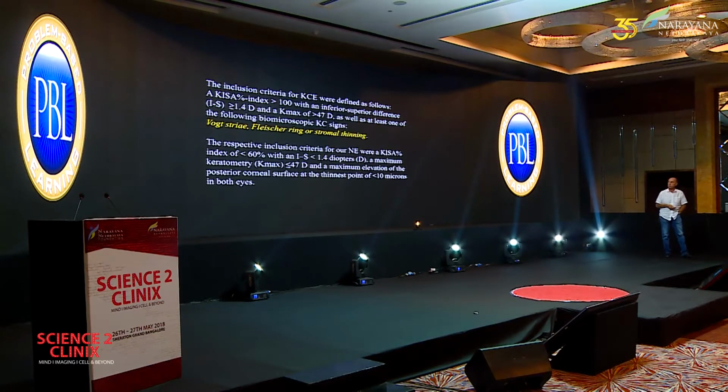I don't put the names of the articles because I don't want to embarrass the authors, but the inclusion criteria for the keratoconus group were defined as the following: a Kaiser index of greater than 100, an IS difference of greater than 1.4, a Kmax of 47, as well as at least one of the following biomicroscopy findings: Vogt striae, Fleischer ring, or stromal thinning. In other words, the advanced imaging is useless if your criteria mandate that you have slit lamp findings. So the advanced imaging is meaningless if your study population has obvious slit lamp findings. This does not represent a diagnostic dilemma.